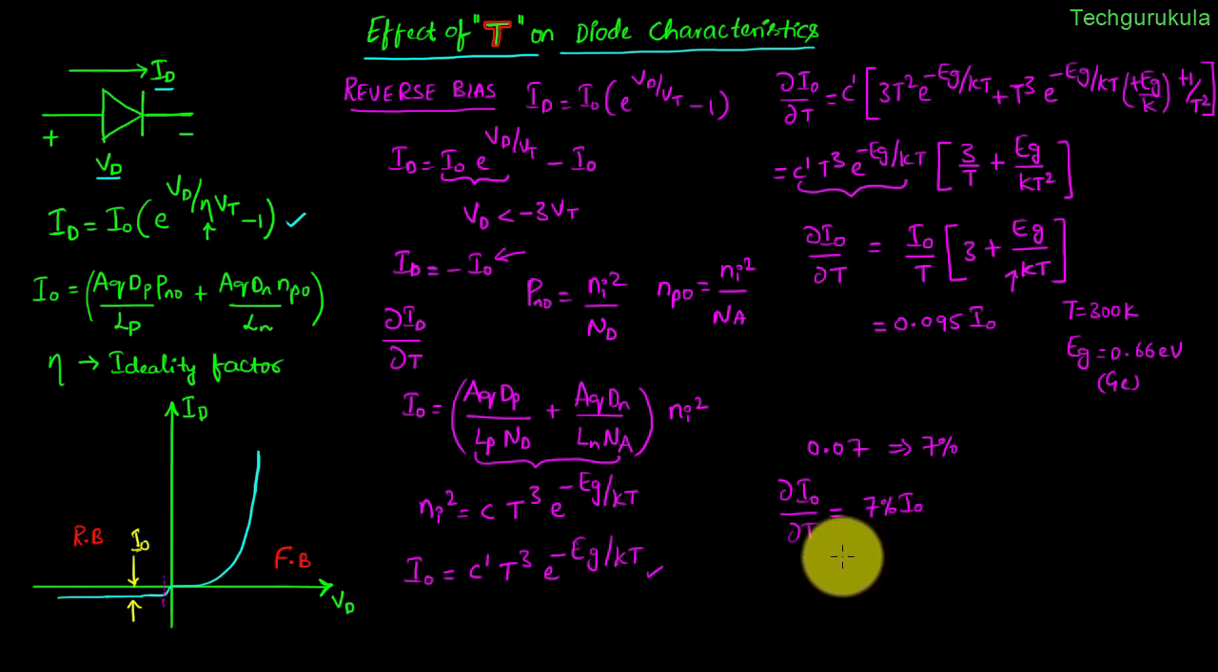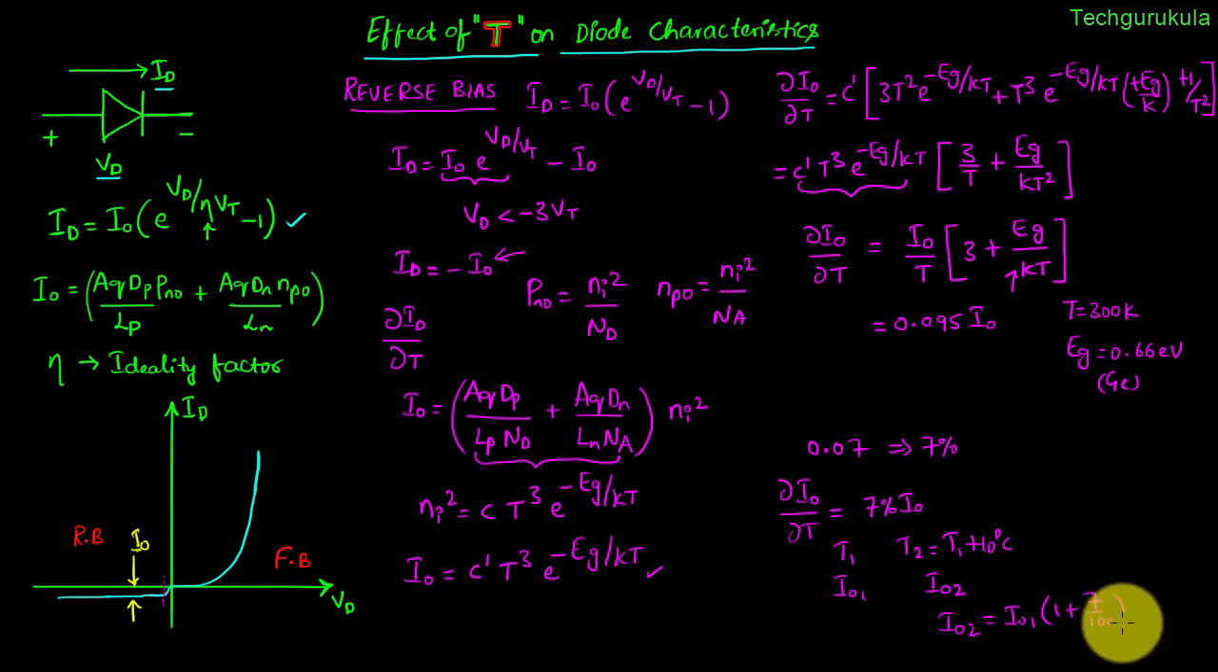To understand this better, let's say at T equals T1, I naught is I naught 1, and at T equals T2, where T2 is T1 plus, let's say, 10 degrees centigrade, it is I naught 2. Then we can find the relationship between I naught 2 and I naught 1 using I naught 2 equals I naught 1 times (1 plus 7/100) to the power 10, because we have a 10 degrees centigrade increase. This is approximately equal to 2 times I naught 1. Which means for every 10 degrees centigrade increase in temperature, the reverse saturation current doubles.